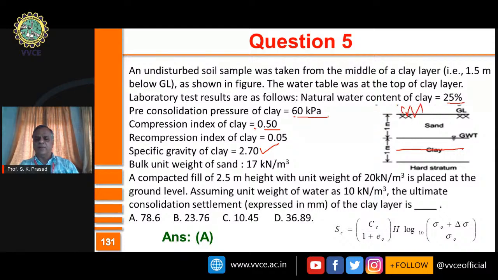Here at the ground level, you have to put a 2.5 meter high embankment whose density is 20 kilonewton per meter cube. Assuming the unit weight of water as 10 kilonewton per meter cube, ultimate consolidation settlement in millimeters is given as dash. Again, you need to think of this equation.